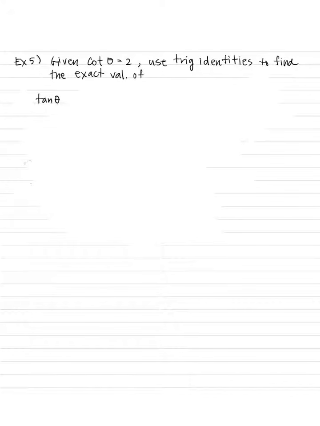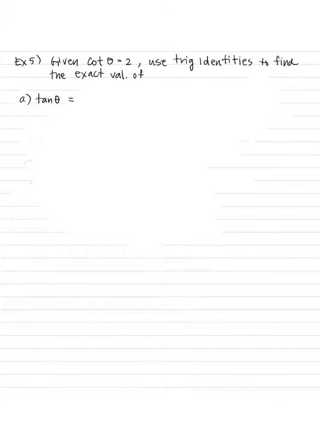Okay, let's do some different types of problem here. So example 5: given cotangent of theta is 2, use trig identities to find the exact value of tangent of theta. You know what? Let's do a few examples by using this. So let's just call this one A. All right, so let's get started on this one. You're only given that cotangent of theta is 2. So I want to find the tangent of that angle theta.